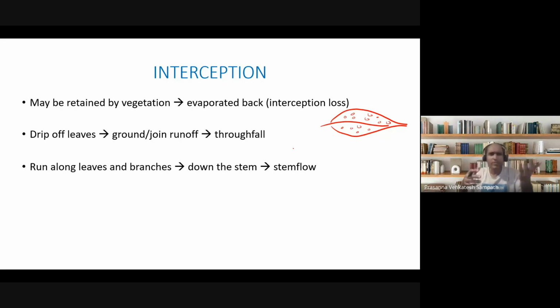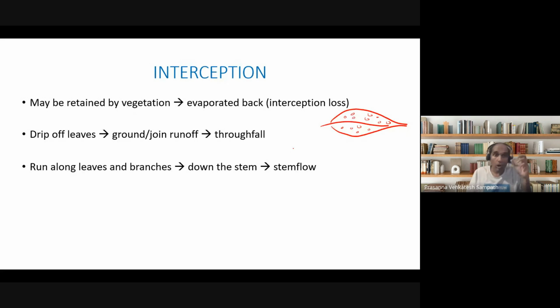So all of you have seen these things happening, right? You've seen water dripping off of leaves. You've seen water running along the stems, down the stem of the tree and joining the ground. So all of these things you've seen, but these are the possibilities that can happen.